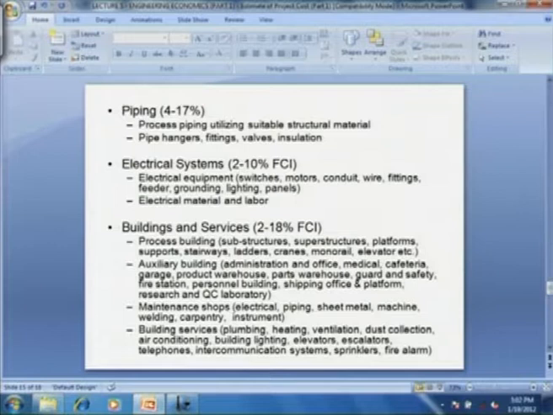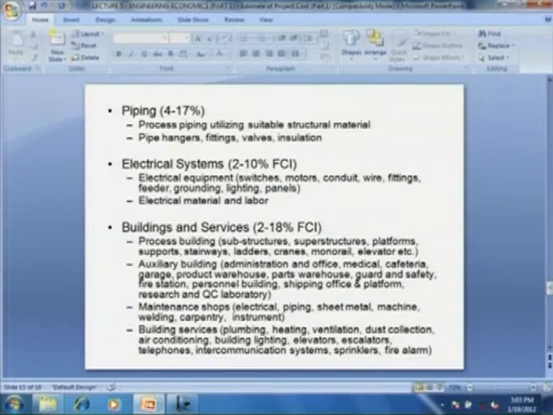Then the electrical systems, these are 2 to 10% of fixed capital investment. They include electrical equipment, switches, motors, conduit, wire fitting, feeder, grounding, lighting and panels, then electrical material and labor. Then the next component is that of buildings and services. This is typically 2 to 18% of fixed capital investment. This includes process building, the substructure, superstructures, platforms, supports, stairways, ladders, cranes, monorail, elevator.